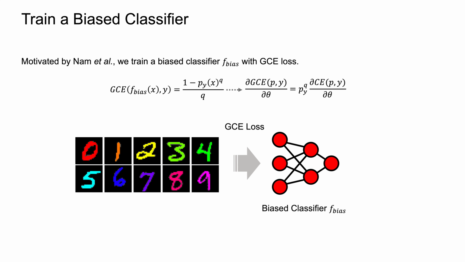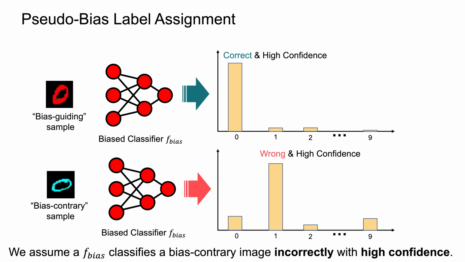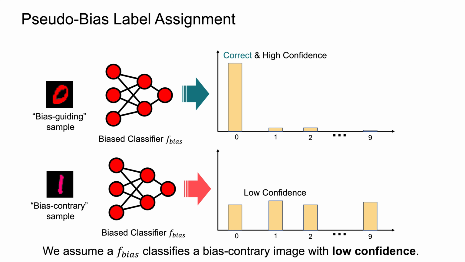First of all, motivated by the observation in LfF, we train a biased classifier by utilizing the general concept of bias as easy to learn, via generalized cross-entropy loss. Then, we assume such a classifier would classify a bias-guiding image correctly with high confidence. On the other hand, it would classify a bias-contrary image incorrectly with high confidence or low confidence.